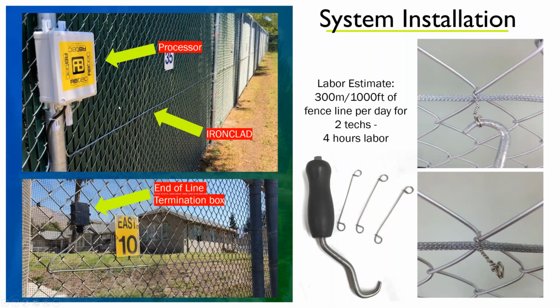When the system is installed, you can see here the processor is mounted on a fence. Again, the cable is in the middle. We recommend buying the stainless steel twist ties, and they will be mounted every 20 centimeters or every foot. The purpose of the stainless steel twist ties is that they last for 10, 15 years in every weather, and they won't break like plastic ties.